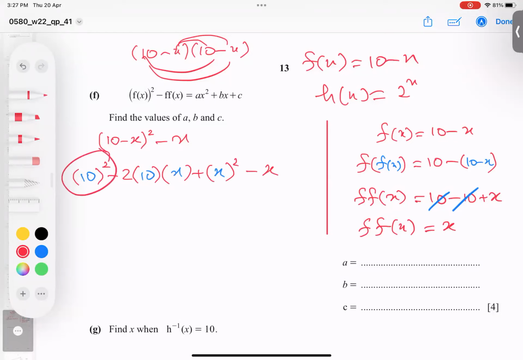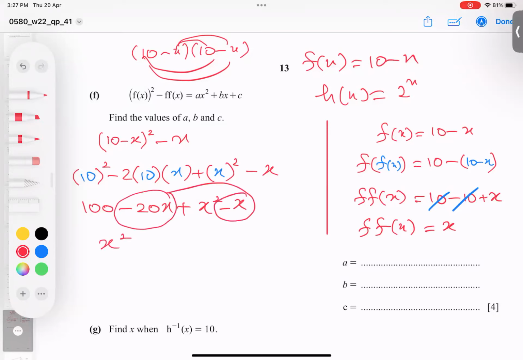Now 10 square gives you 100. 2 times 10 is 20, 20 into x becomes 20x. And x square minus x. Now I reorder. First of all, I'm copying x square without any change. And negative 20x and negative x will give us negative 21x. And 100 will come at the end.